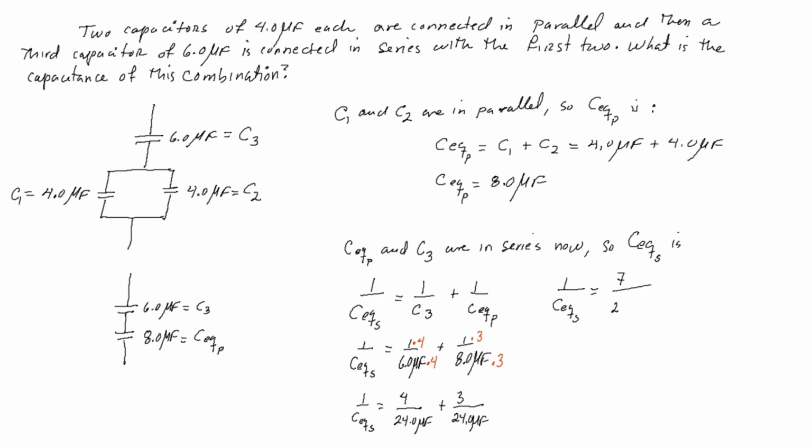24.0 microfarads. Now, if I flip both sides, I will get that the equivalent capacitance in series is 24.0 microfarads divided by 7. So if you divide 24.0 by 7, you will get 3.43 microfarads. So the result in this case is 3.43 microfarads.